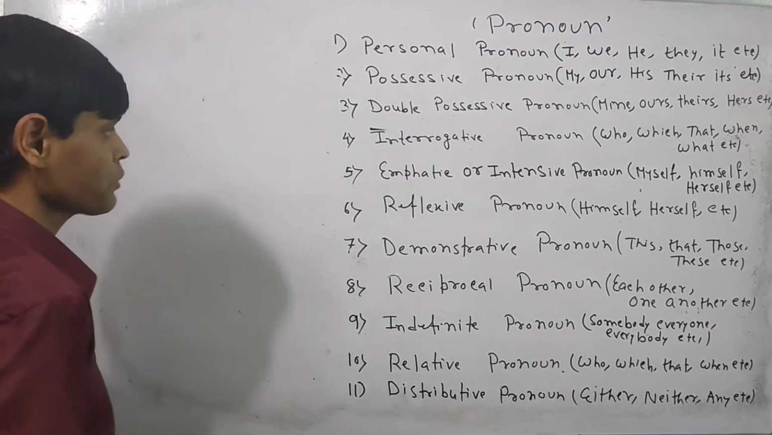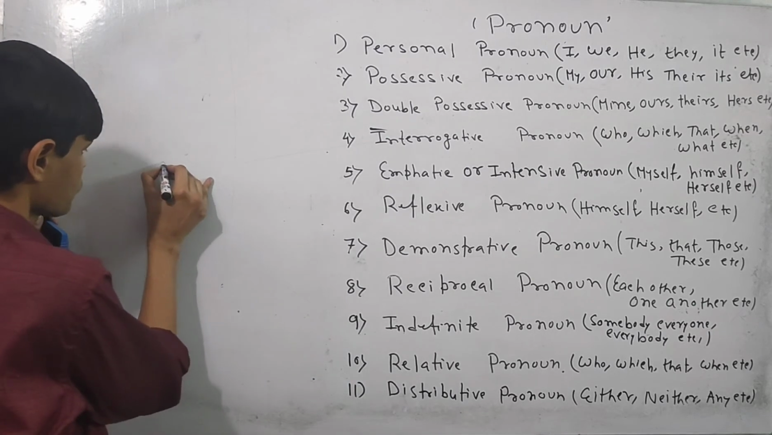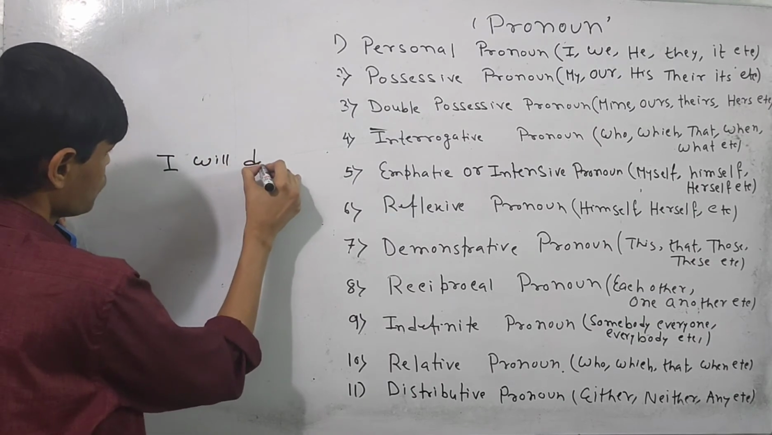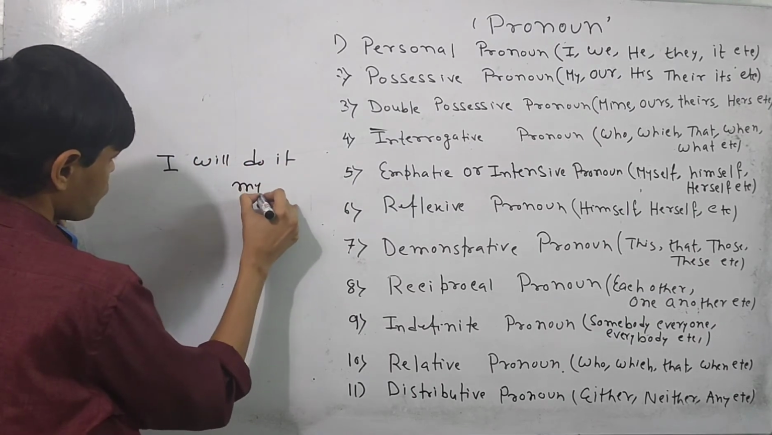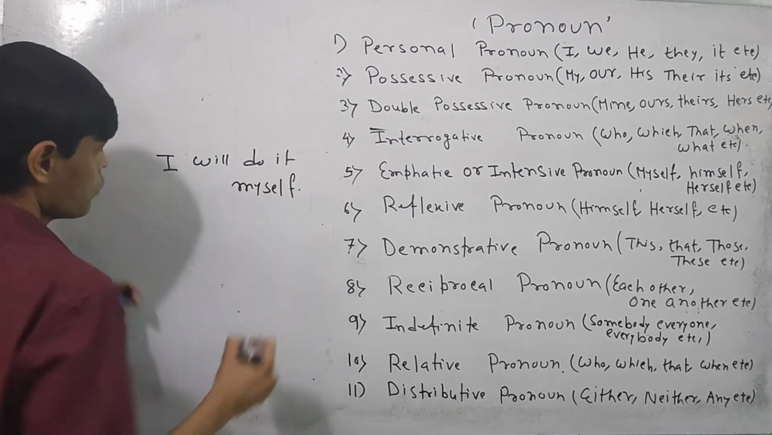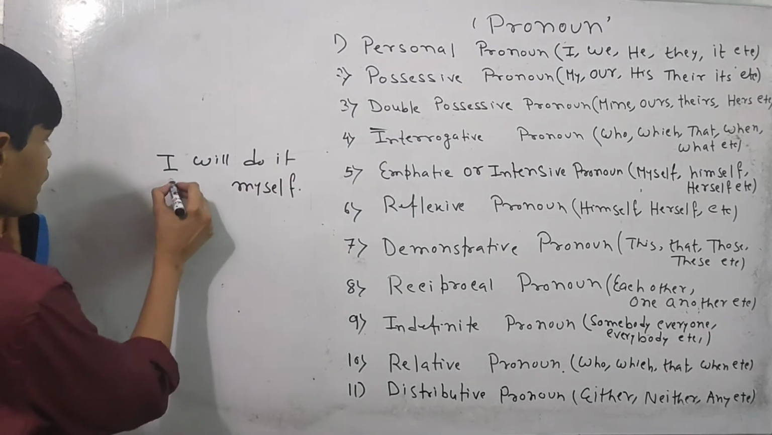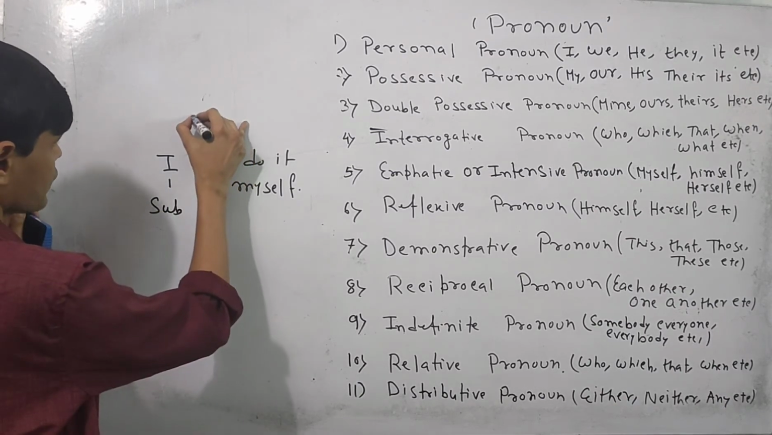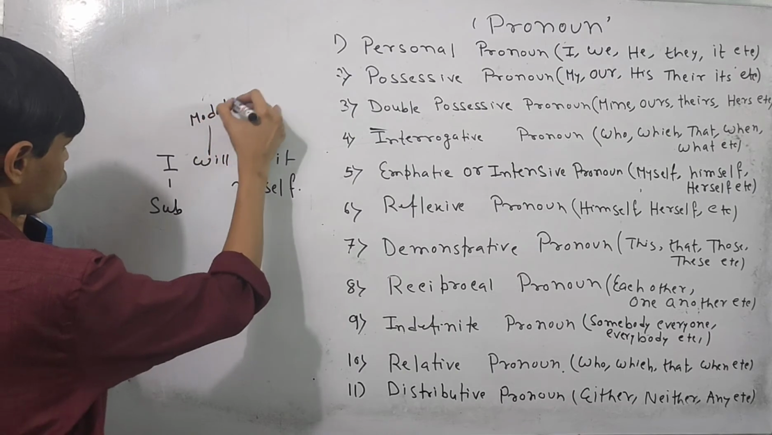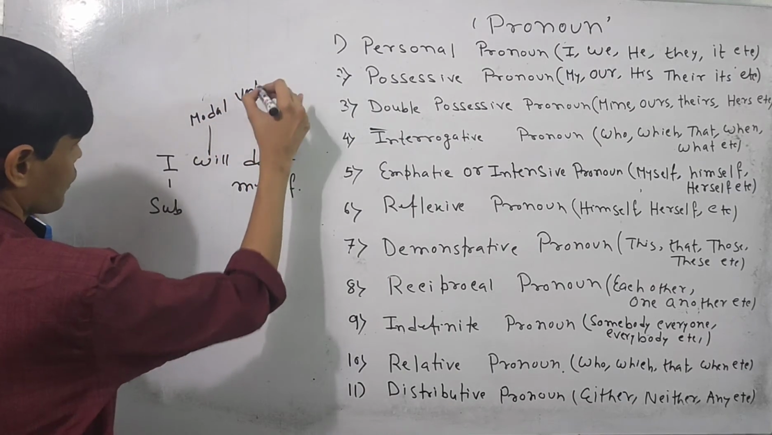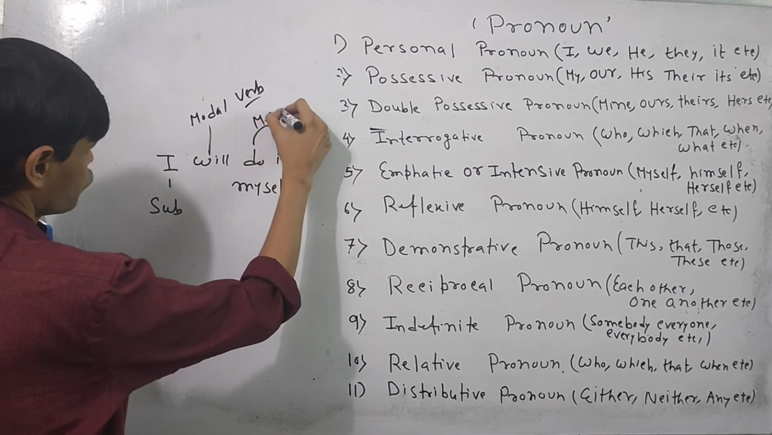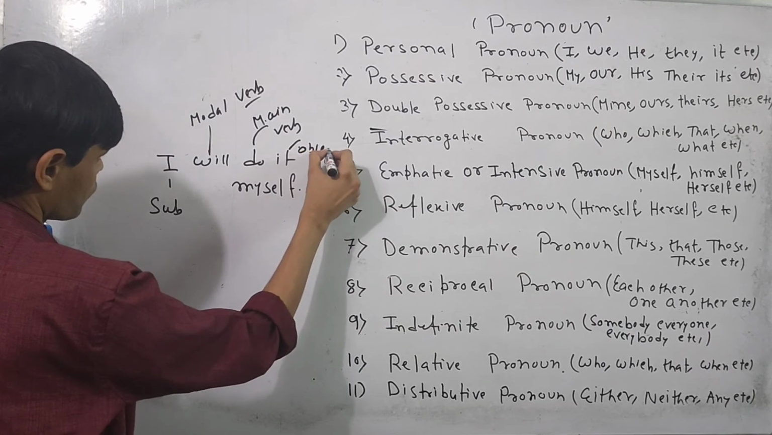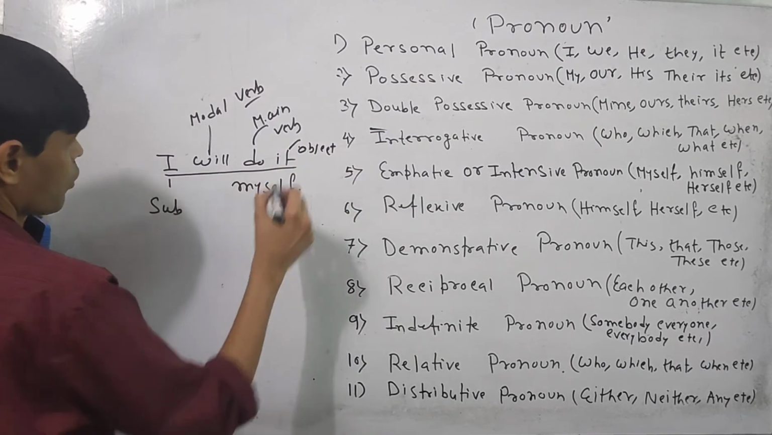If I just write some sentence, you will understand it in a more prominent way. Suppose I say, I will do it myself. Now look over the sentence construction. Here I is functioning as subject, will as modal auxiliary verb (you can say modal auxiliary verb or modal verb), do as a main verb, it is object. So the sentence is already complete here.